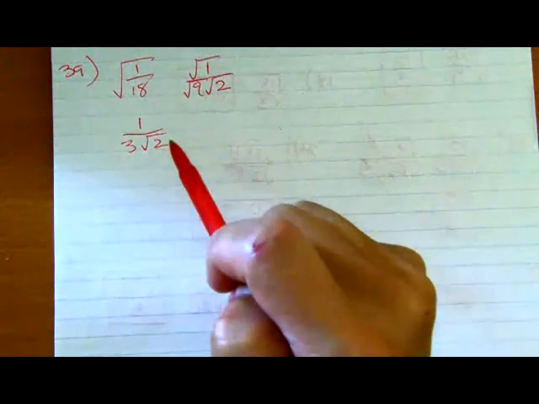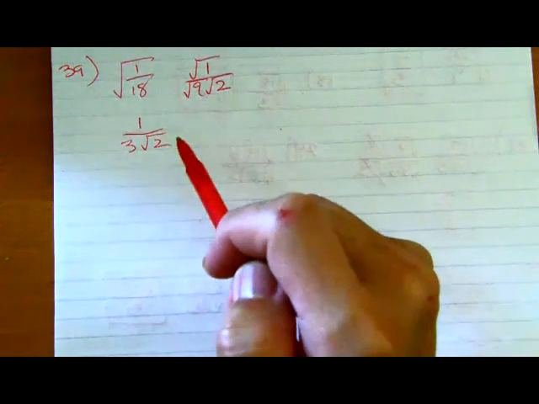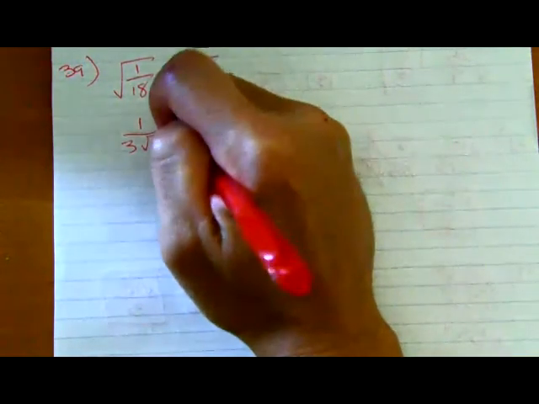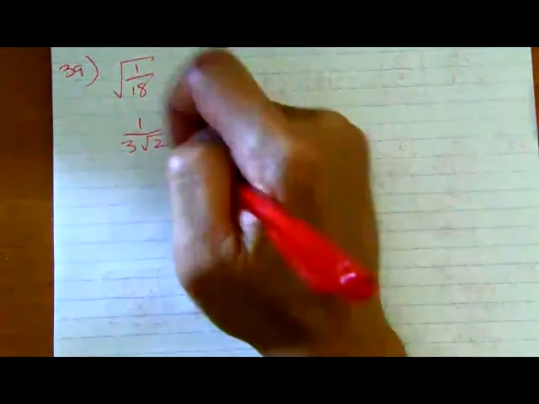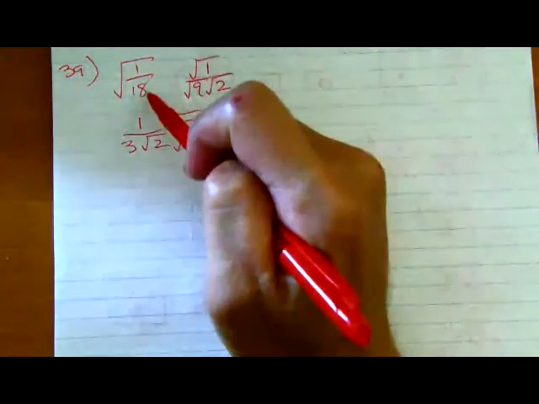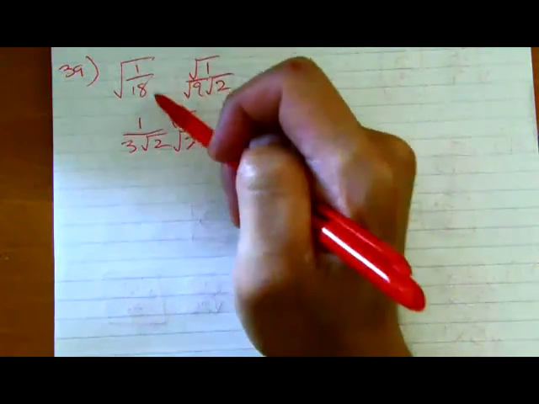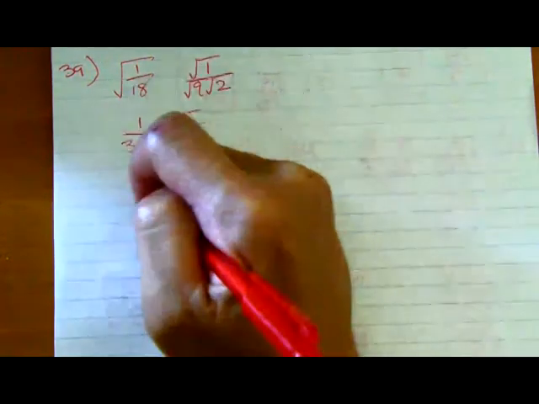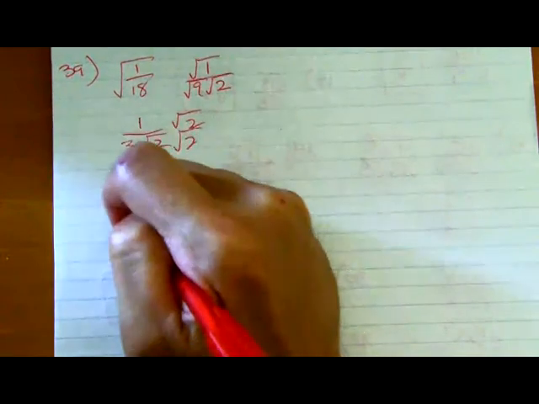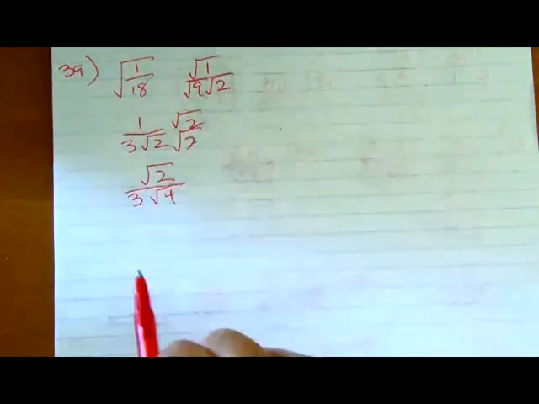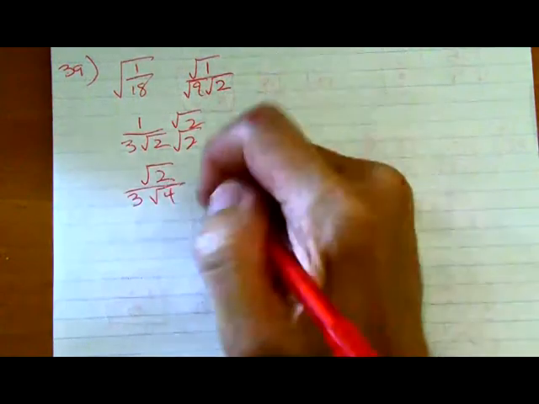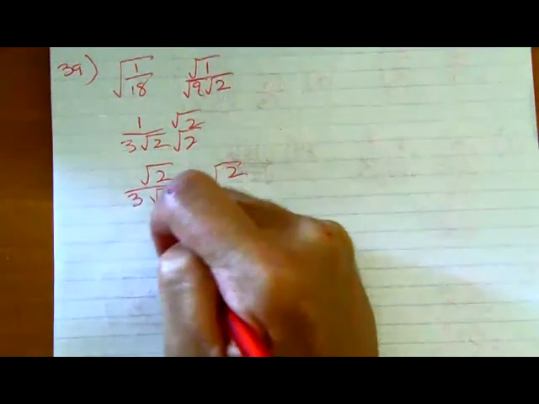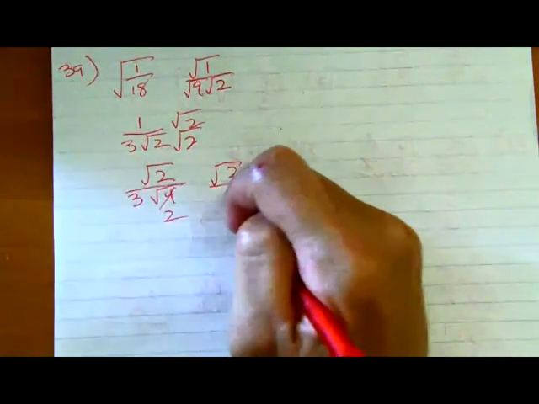Now, what can we multiply the numerator and denominator by so that it rationalizes the denominator? By 2. It would have been easy here if we had just gone by 18, but really the 2 is the better choice. We would have square root of 2 over 3 square root of 4. Now we can square root the denominator. This is 2, so the denominator 3 times 2 is 6.